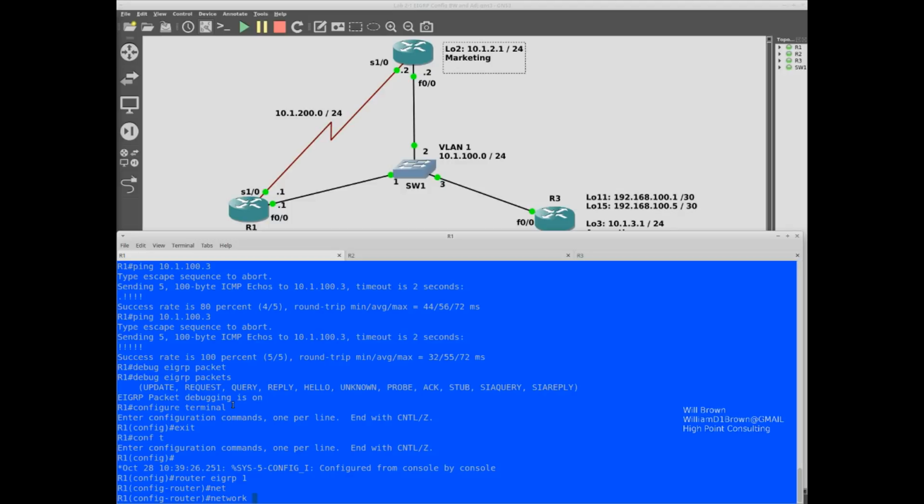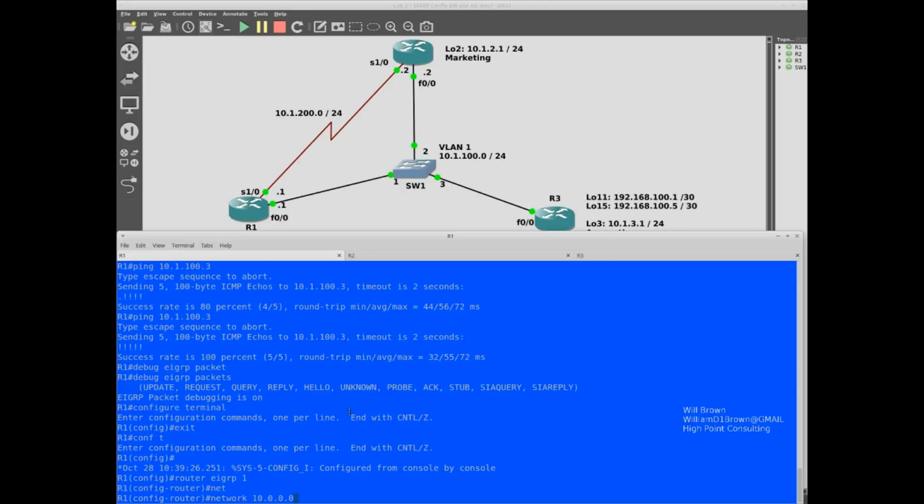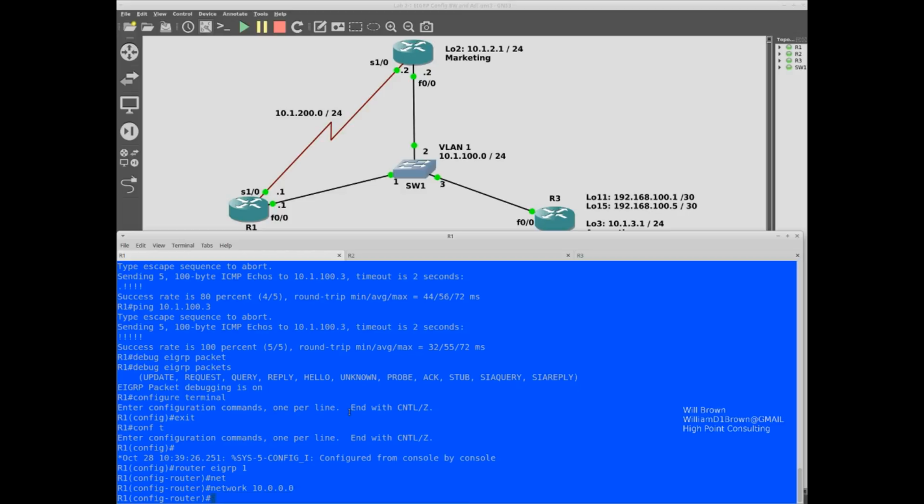So here we're going to say network 10.0.0.0, and we know that 10.0.0.0 effectively says turn on EIGRP on router 1 on all the interfaces that begin with 10. So that will be the serial interface as well as the fast Ethernet. Now you notice that back here, debug is on, but nothing has happened. That is about to change.